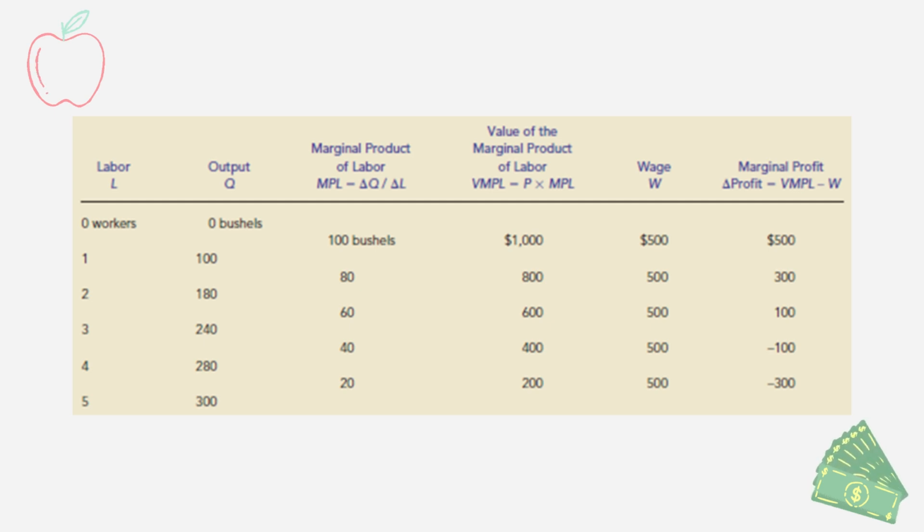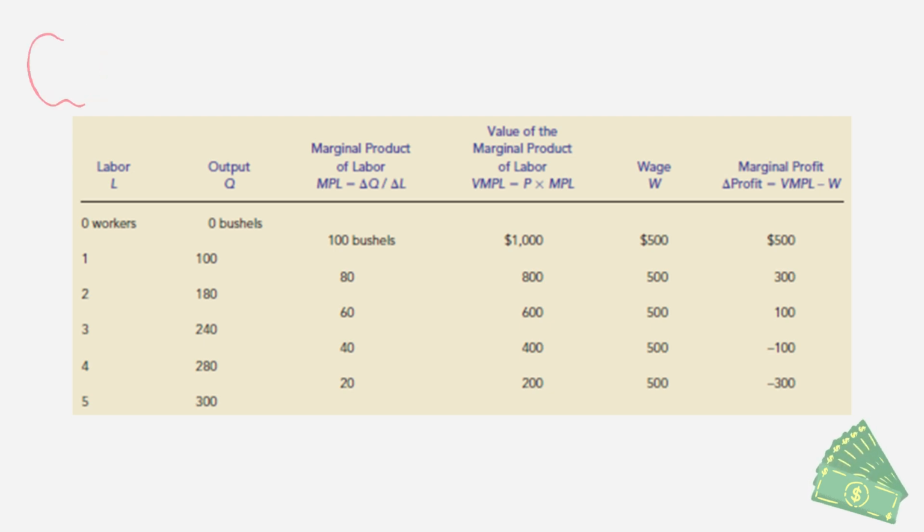and so on. But in the last row that we can see on this table, if we have 5 workers, the quantity increases to 300 bushels of apples. The marginal product of labor between 4 workers and 5 workers is 20. And the value of the marginal product of labor is with the assumption that the price of 1 bushel of apples is $10. So 20 multiplied by $10 equals $200.